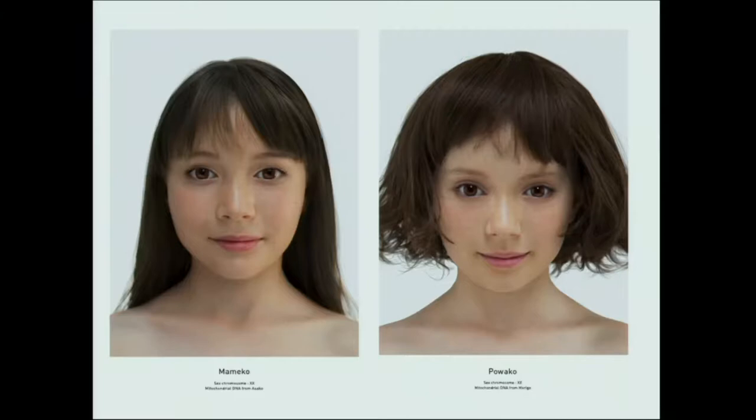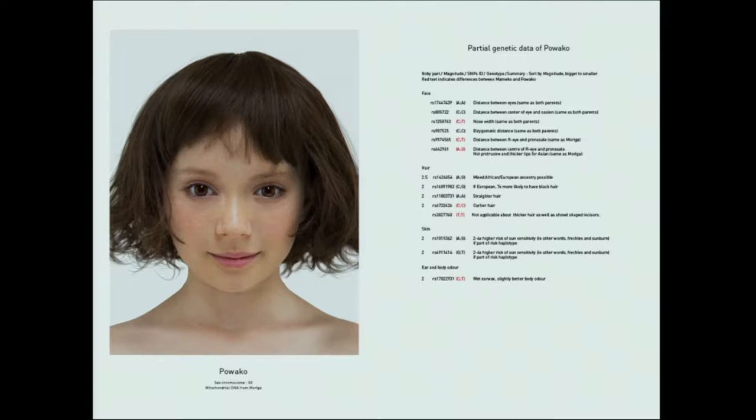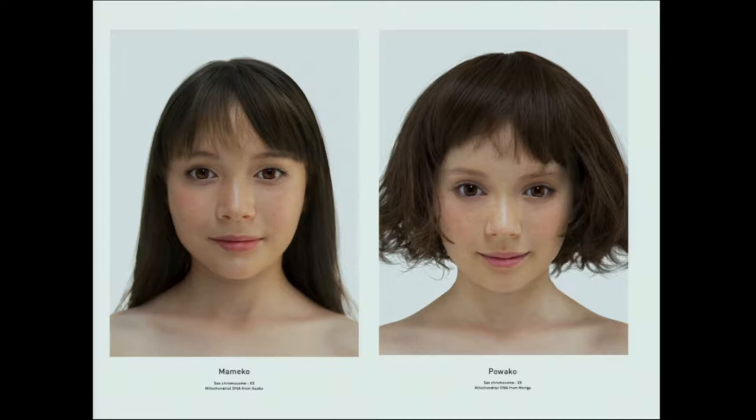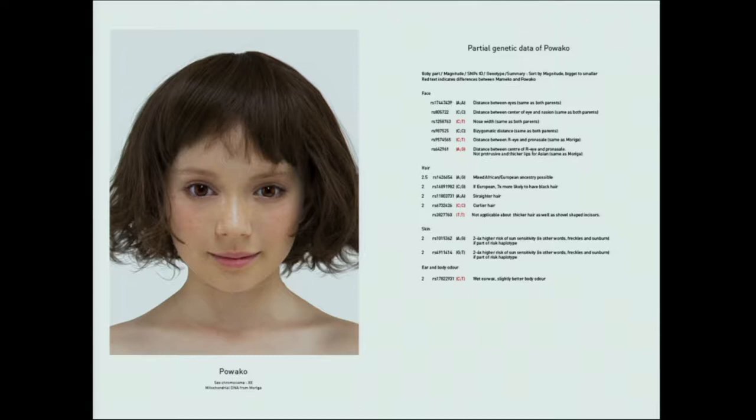Computer graphic specialists worked together with us. On the right-hand side is PowerCo's genetic data, and on the left-hand side, MoMA's. In comparison to MoMA, PowerCo has curly hair, and her skin is a bit fairer. They are sisters, but they have different genetic data, so we've done the simulation from that point of view.